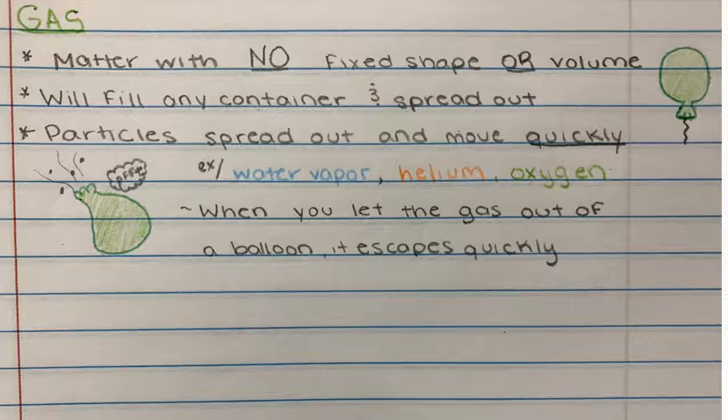And again, we want to know that gas particles move quickly. When you let the air out of a balloon, it's going to zoom across the room all crazy. And that's because the gas is expanding and expelling itself and separating as quickly as it can. Some examples again of gas are water vapor, helium, and oxygen.